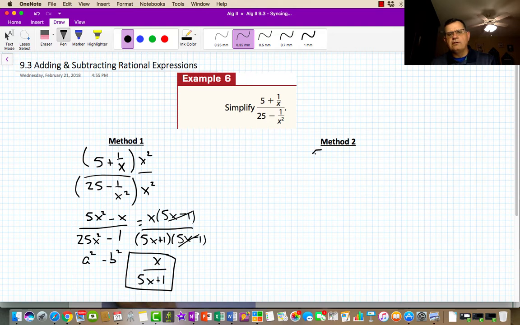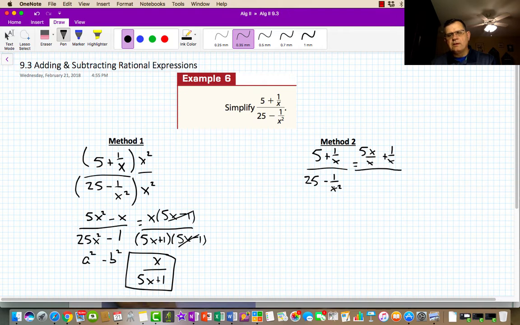Let's start with 5 plus 1 over x all over 25 minus 1 over x squared. Let's just deal with the top and find a common denominator. So that's going to be 5x over x plus 1 over x. And then this is going to be 25x squared over x squared minus 1 over x squared. And so that combines common denominator up here. That's going to be 5x plus 1 over x, big fraction bar, 25x squared minus 1 all over x squared.